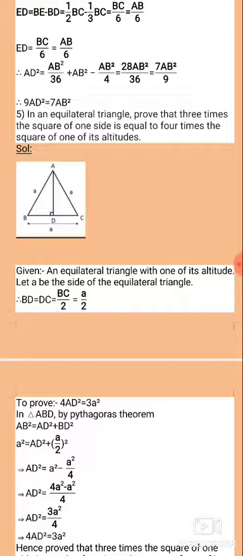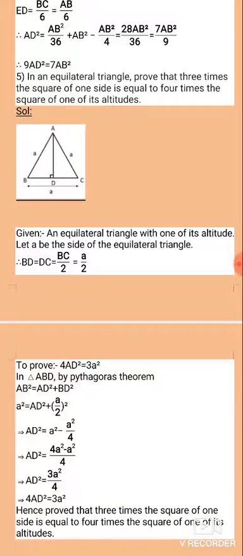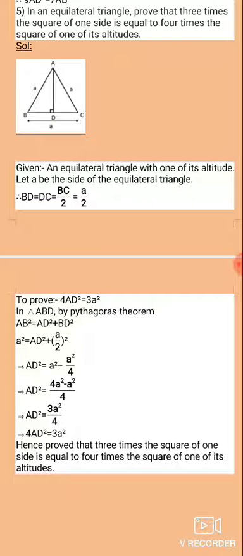Now we need to prove for 4AD square is equal to 3A square, that is any one of the side square. Now in triangle ABD, using Pythagoras theorem, AB square is equal to AD square plus BD square. That is AB, what? Side A square is equal to AD square plus BD, what? BD is given A by 2 the whole square. So AD square is equal to A square minus A square by 4, that is A by 2 the whole square. Now AD square is equal to, cross multiply, 4A square minus A square by 4, which is equal to what? 3A square by 4. Now cross multiplied, 4AD square is equal to 3A square.